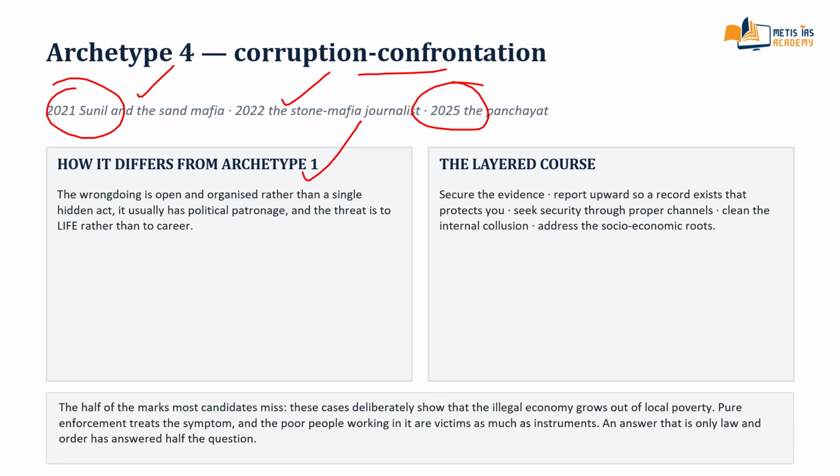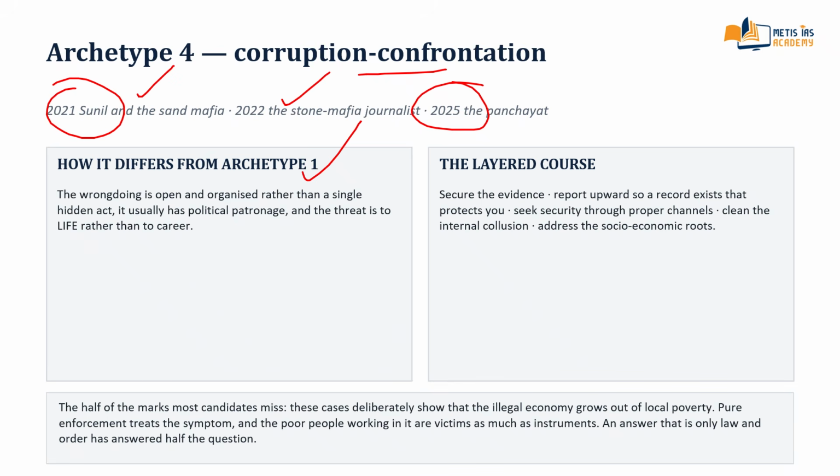So what are the options? Going slow under threat is unethical, an abdication, and it emboldens the operation. Acknowledge the fear honestly rather than pretending it away. An answer that never registers the danger reads as unserious. A reckless solo crackdown is courageous but naive, and it may fail without backup. Or the layered course.